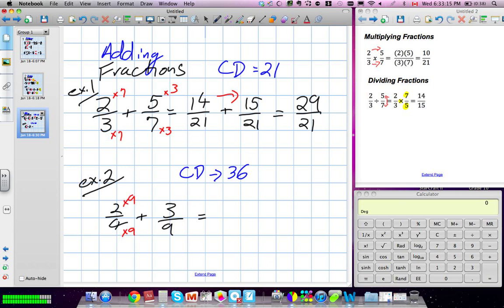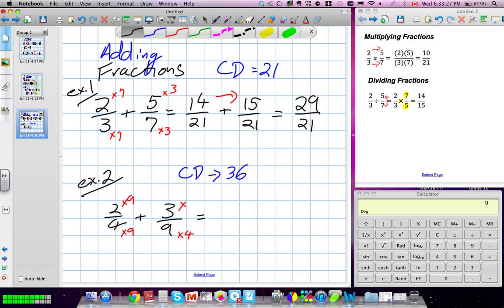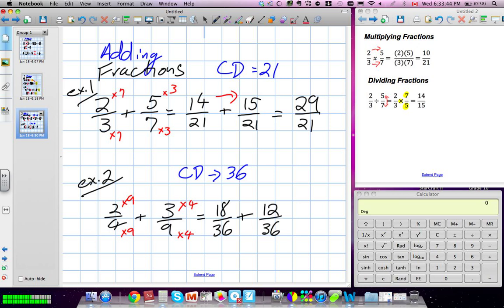All right, so let's go through them. What do we get? 9 times 2 would be what? 18. Good. Divided by 36. Good. What about our second one? 12 over 36. Good. Our answer is going to have a common denominator of 36. You added the top. So 30 over 36. Good. That's right. That's exactly what we had to do. Okay? So that's all right.